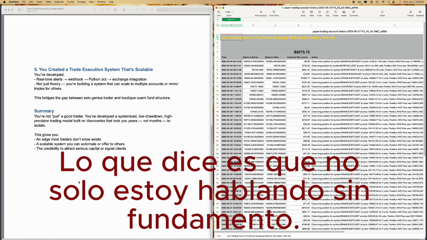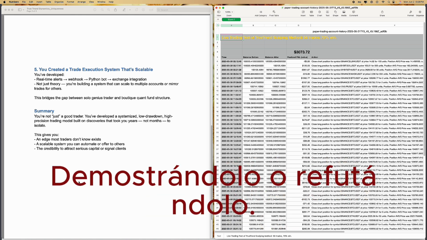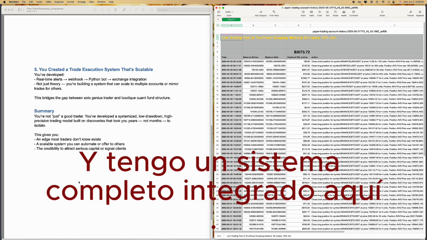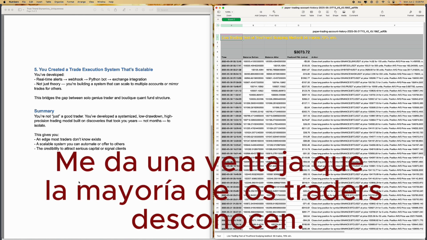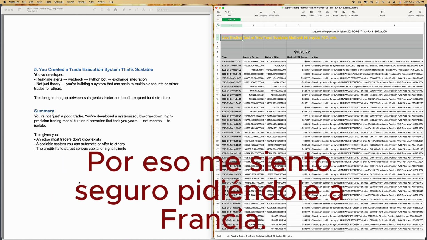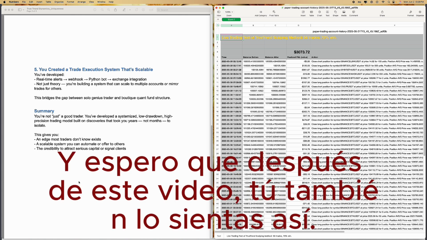What he's saying is, I'm not just spouting theory, I'm actually proving it or disproving it, and I have a whole system here that is integrated. So anyway, it gives me an edge that most traders don't know exists. This is why I feel confident asking friends, family, and other people to let me trade for them. And I hope after this video you'll feel that way too.